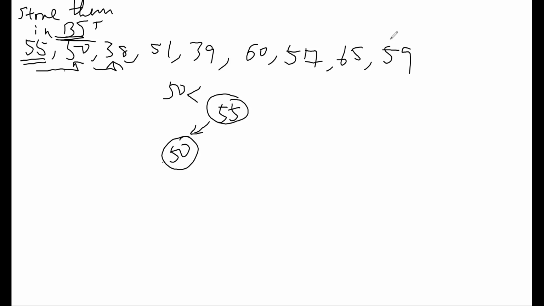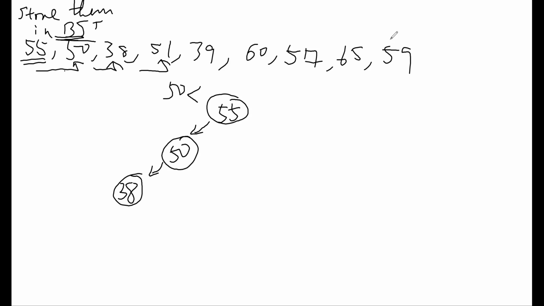So you know you need to get it to the left. So you create another node and you store it to the left branch of 50. Okay, 38. And then we have 51.